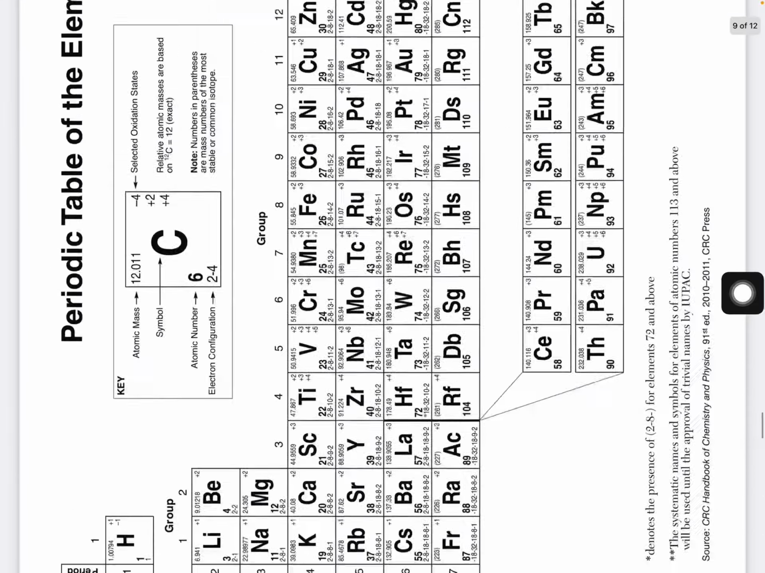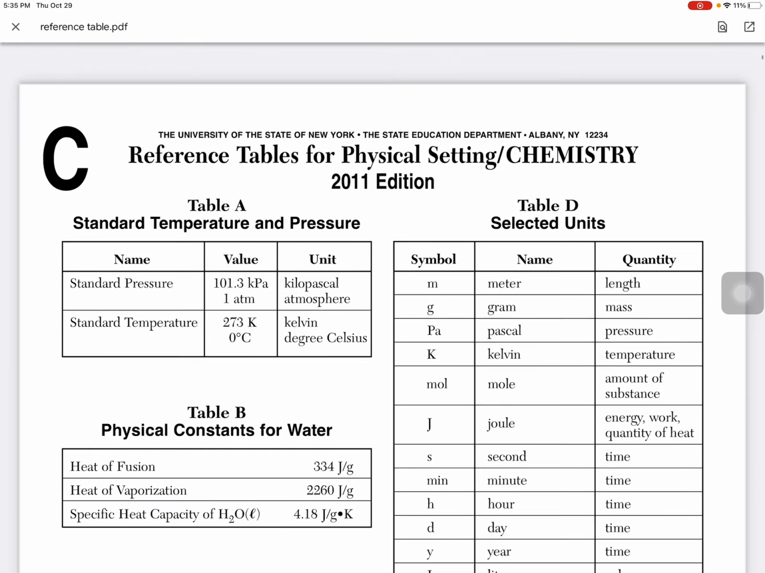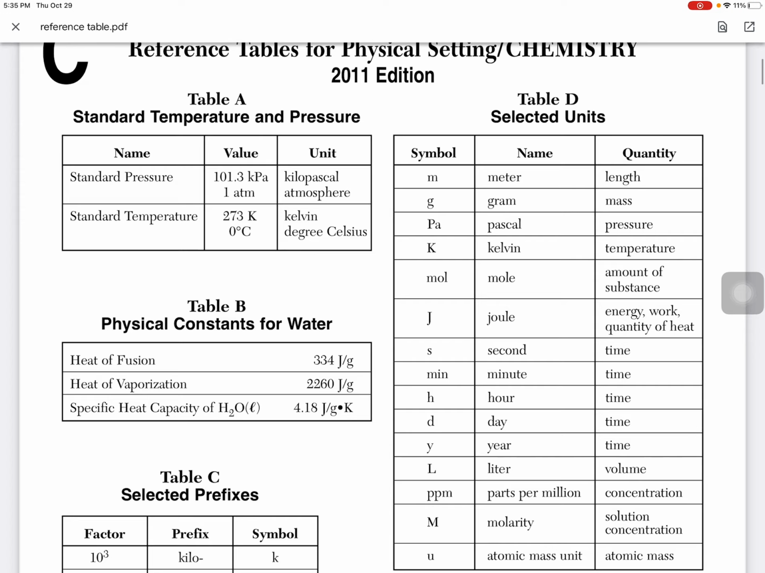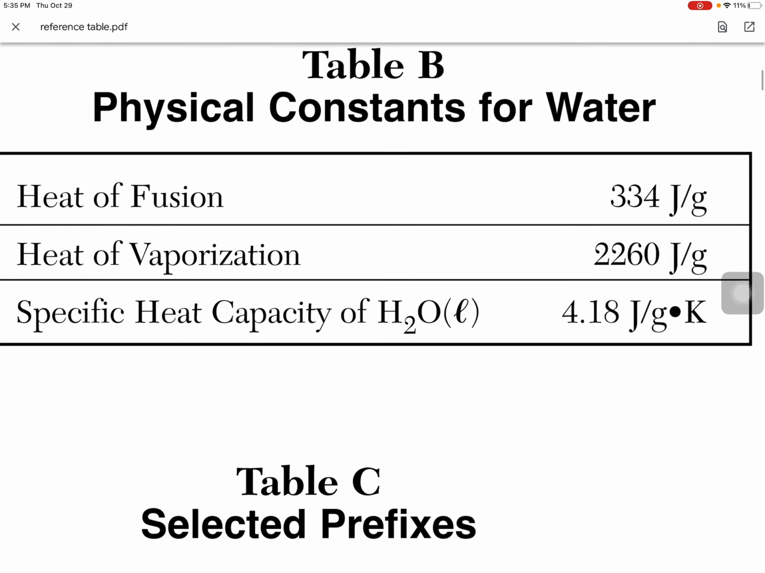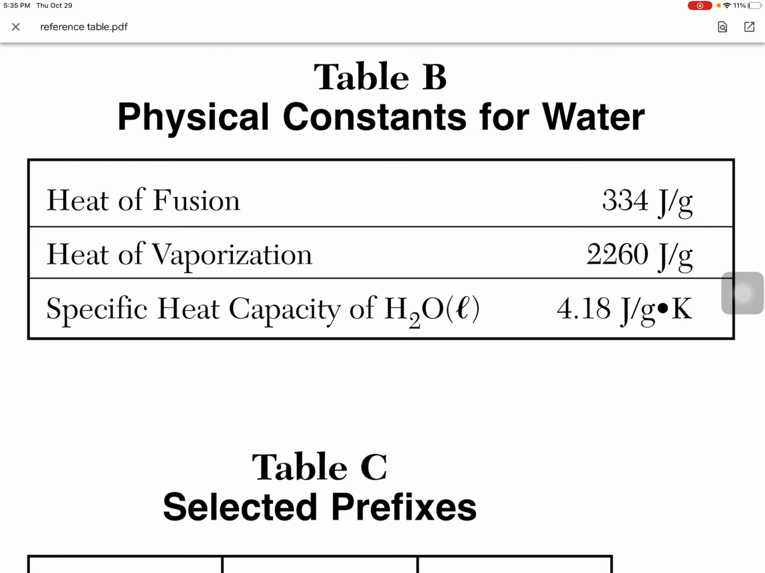And if you go to the first page of the reference table, you see we have table B right here, but you might notice it's still 4.2 joules per gram Kelvin. It's still the same value. So you do not need to worry about the conversions as much in this case, because it is still that same value.